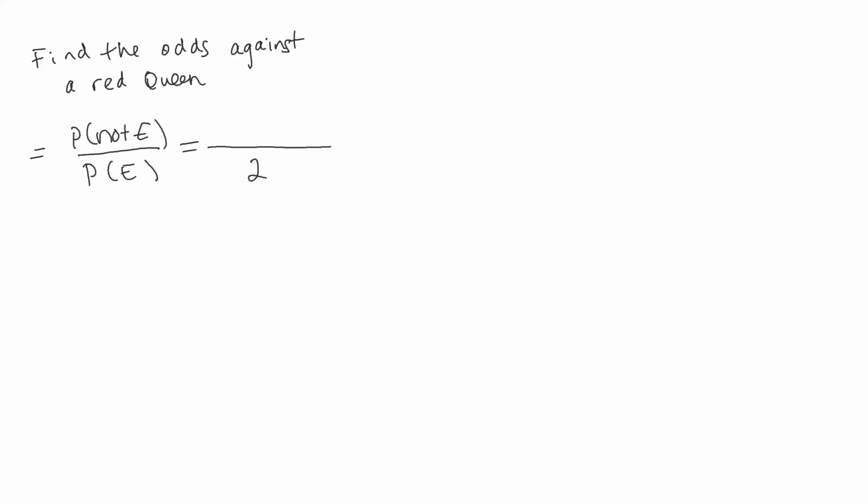Well, there are two ways to draw a red queen. That's the queen of hearts and the queen of diamonds. That leaves 50 cards that are not red queens. So that's really all you have to do, is figure out the ways it does happen versus the ways it doesn't happen, and just remember which one goes in the numerator for each situation. So we reduce this and we get 25 to 1, or you can write it like this, 25 to 1. Okay? And we read it like this, 25 to 1. Okay? So that's it. Let's do a bonus example.